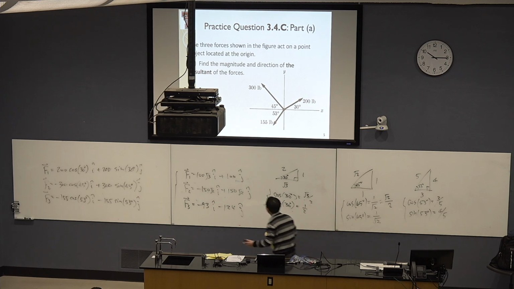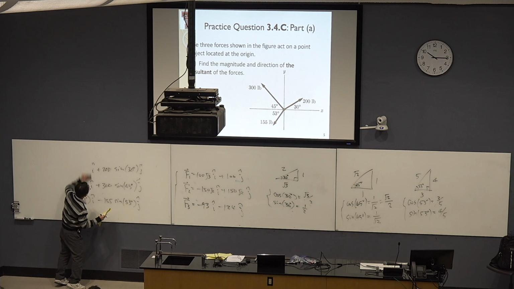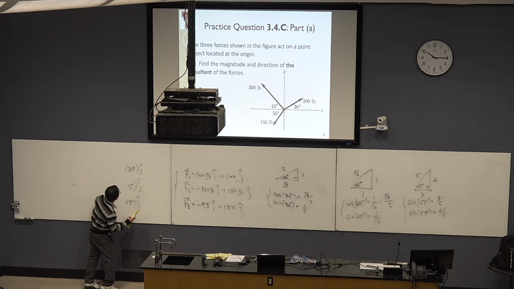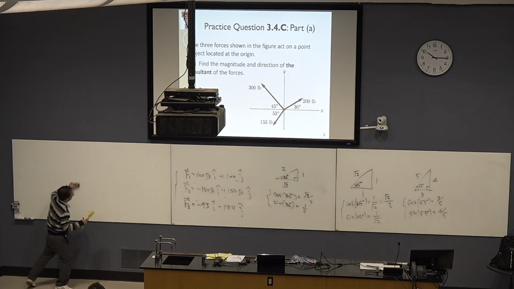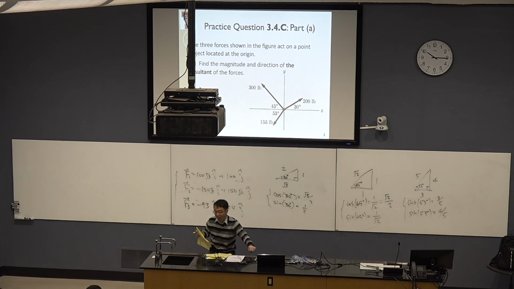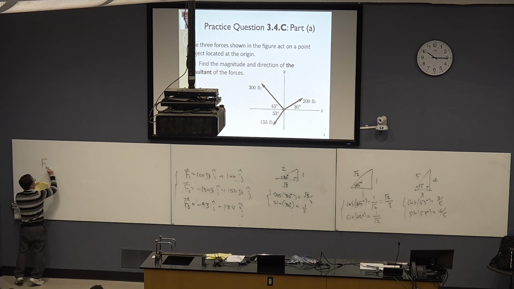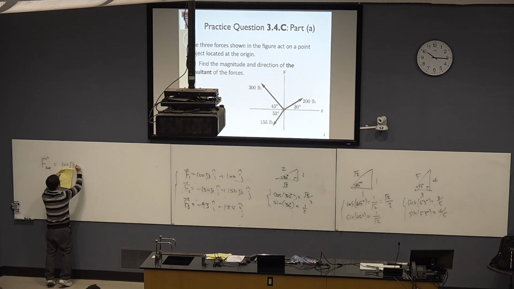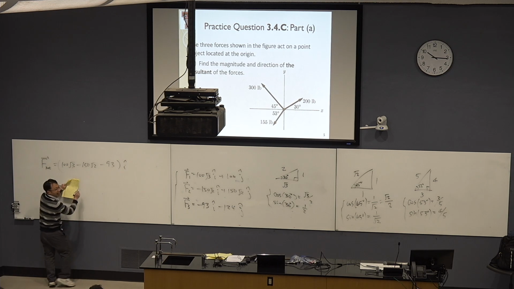And then, let me erase this. So once you get the sum, you'll get this F net. The net force will be equal to 100 times square root of 3 minus 150 times square root of 2 minus 93. Okay, combine all the x terms, the x components, and then also get the sum of all the y components.